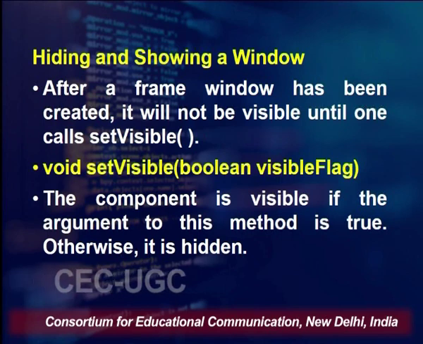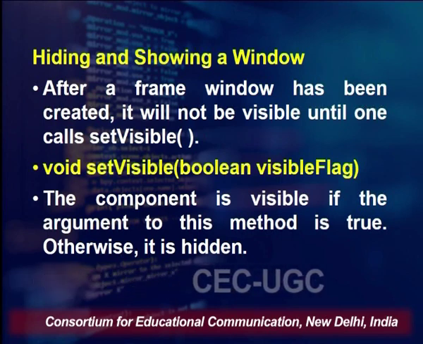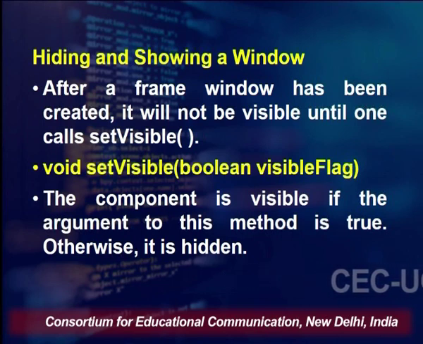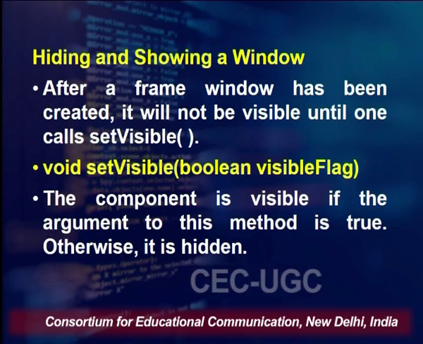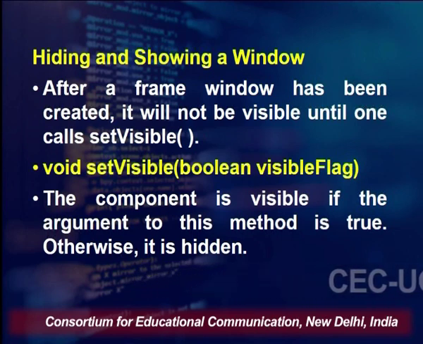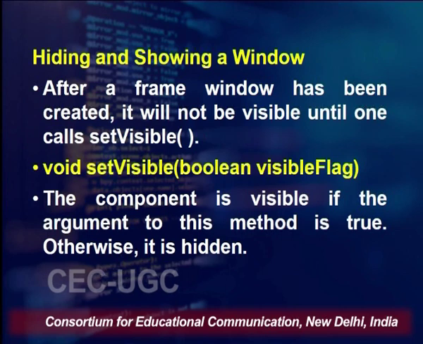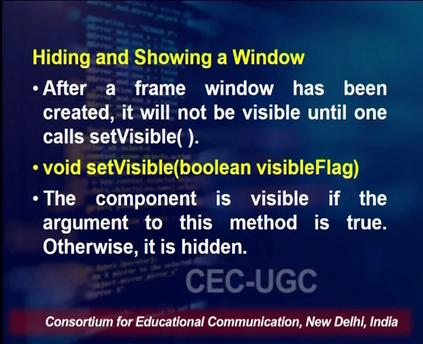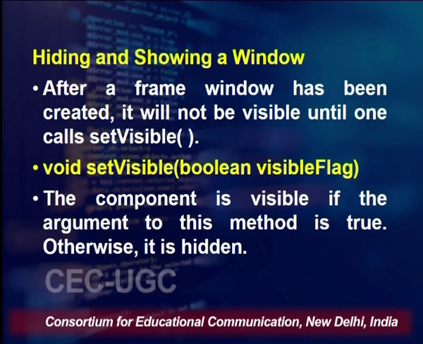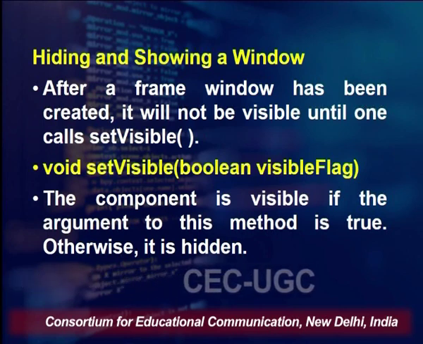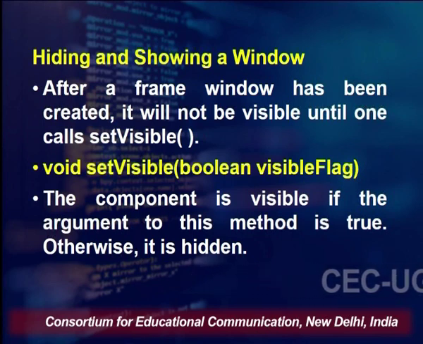And what is the signature of set visible? It is void setVisible, with a boolean flag, which is required. So, for example, the component is visible if the argument to this method is true, otherwise it is hidden. So, if you are passing true within the setVisible, along with the call of setVisible, which is happening with the help of a frame object.